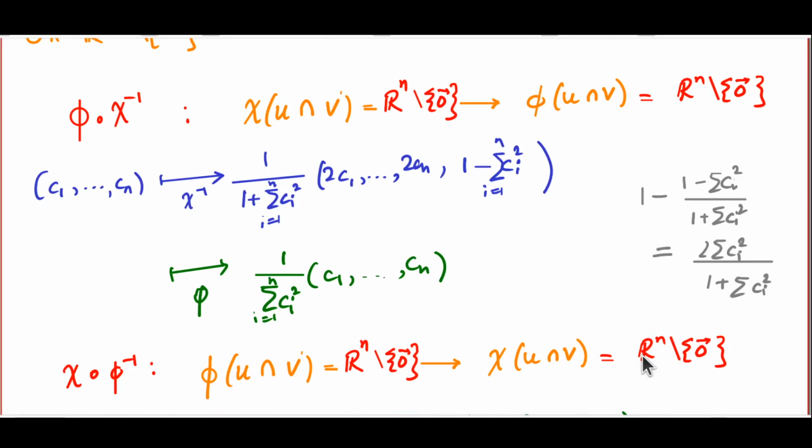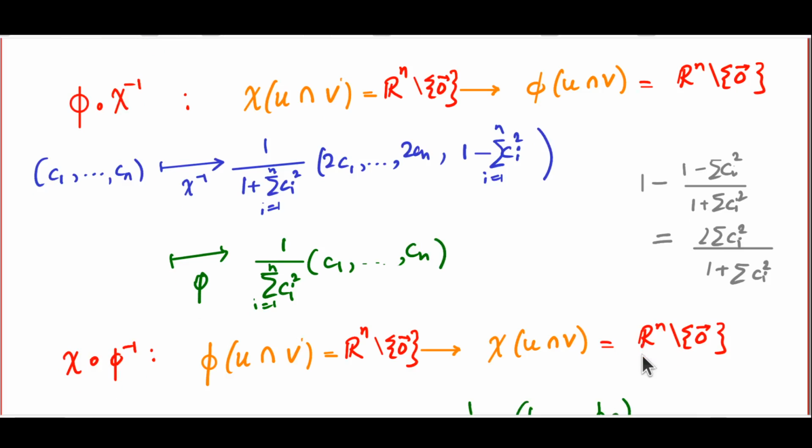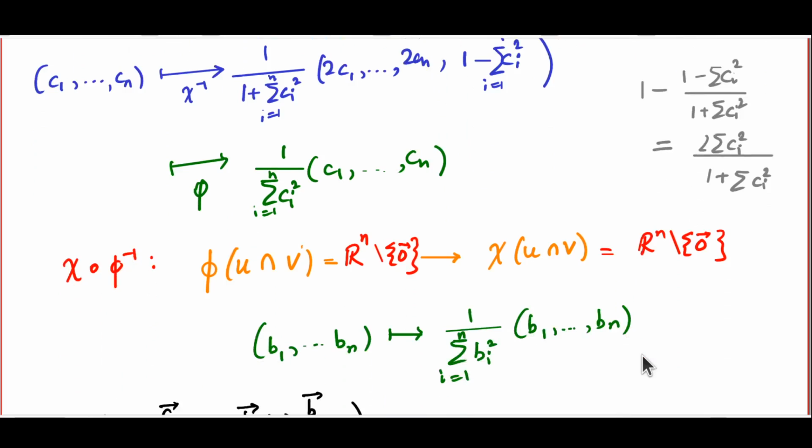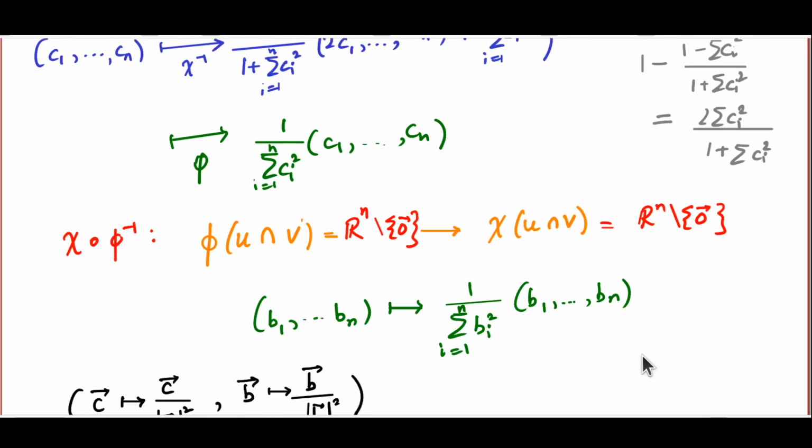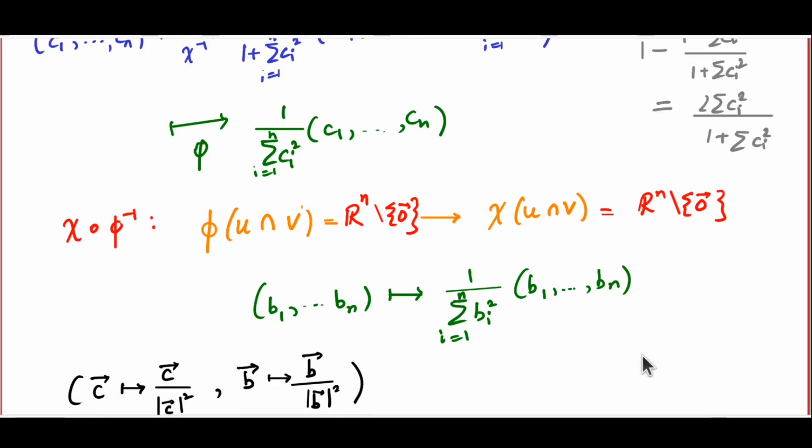That of course takes phi of U intersection V, the same set Rn without the origin, to chi of U intersection V. And here, if you look at it in 2 steps and then calculate the whole thing, it's easy to see that if you start with a bunch of numbers b1, b2, ..., bn in phi of U intersection V, and remember, it's a point in this set, so all the bi's cannot be 0, applying chi composite phi inverse together gives you this bunch of numbers b1, b2, ..., bn divided by the sum of bi squares.